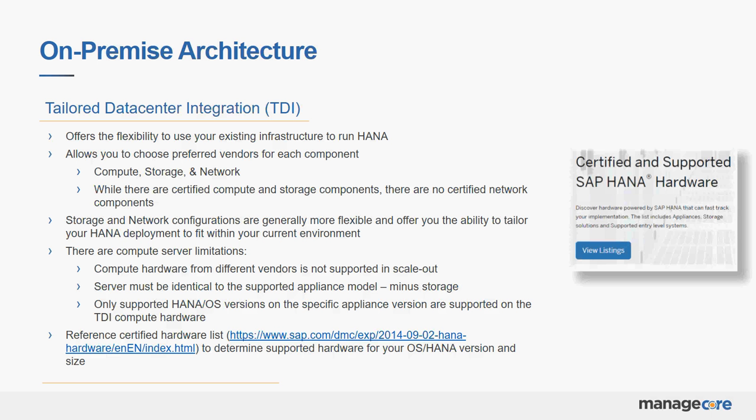And only supported HANA and OS versions for the specific appliance are supported on that compute hardware. So please, again, reference that list of certified hardware. What you need to understand is that certain hardware with certain processors, and it really does come down to the processor type, whether it's Broadwell or Haswell, will only support certain versions of HANA and certain versions of the applications that you might put on them, such as Suite on HANA S4 or BW on HANA. They all come with different sizing and different specifications depending on the processor.